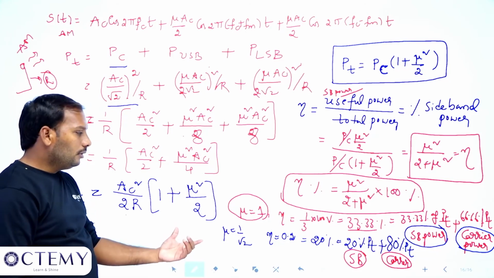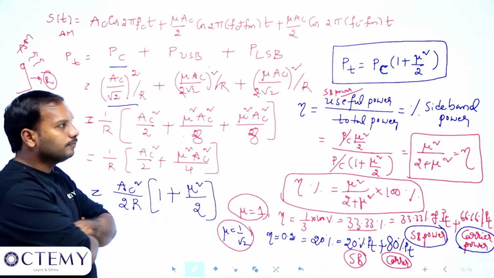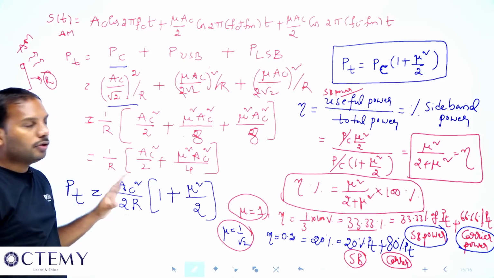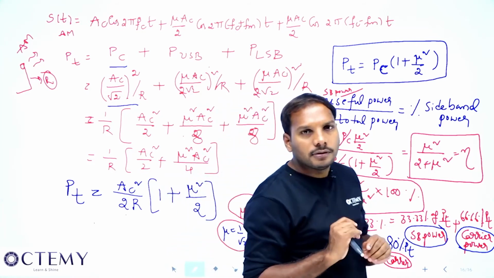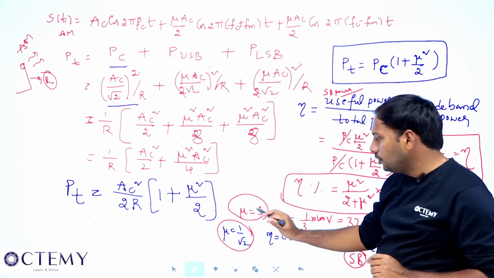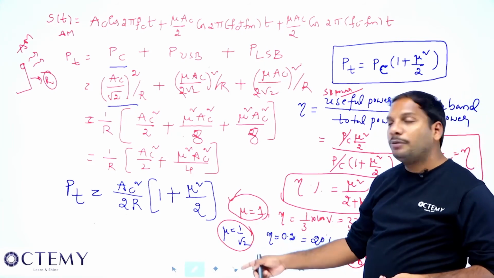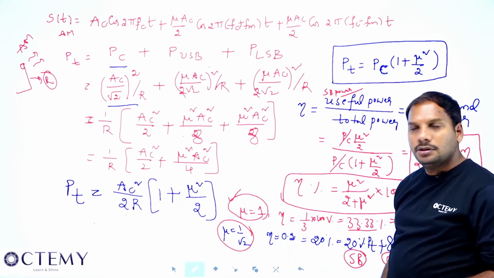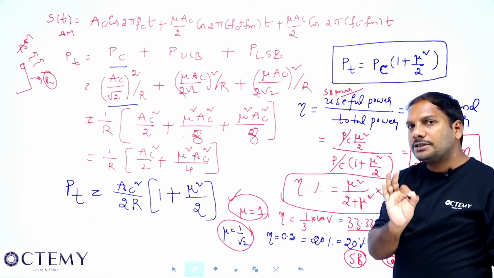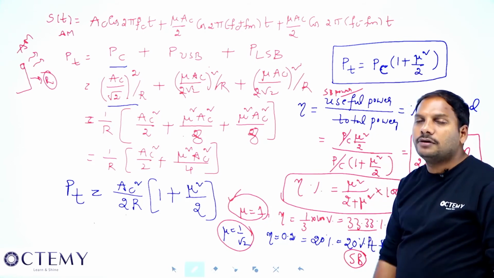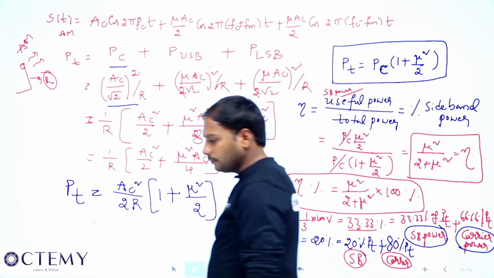So here I have calculated the efficiency for mu equal to 1 by root 2. Hope you understood the concept of amplitude modulation. You have to sacrifice a very high amount of power. The maximum efficiency is possible at mu equal to 1, that is 33.33% only. But generally we will go for mu equal to 1 by 2 or mu equal to 1 by root 2. Meaning, if you are using amplitude modulation, you are using only a 20% efficient system with respect to power.